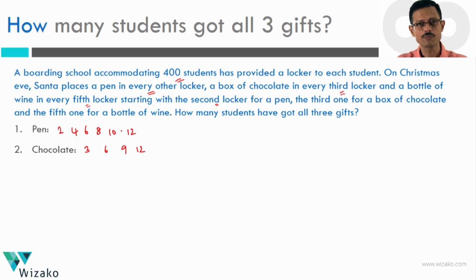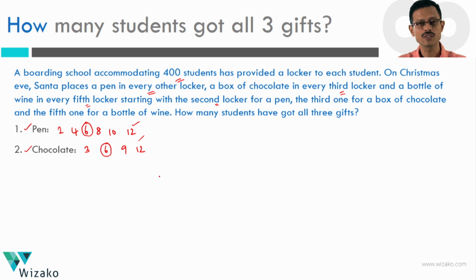Any number which is a multiple of 2, here it's quite evident, has got a pen as a gift. Any number that's a multiple of 3 has got a chocolate as a gift. If someone's locker number is 6, as a multiple of 2, Santa has to place a pen there. And as a multiple of 3, Santa would have given that person a chocolate. So 6, as a multiple of 2 and as a multiple of 3, has got both these gifts. So a common multiple of 2 and 3 is going to get both these gifts. So 6 has got both these gifts. 12 would have got both these gifts.